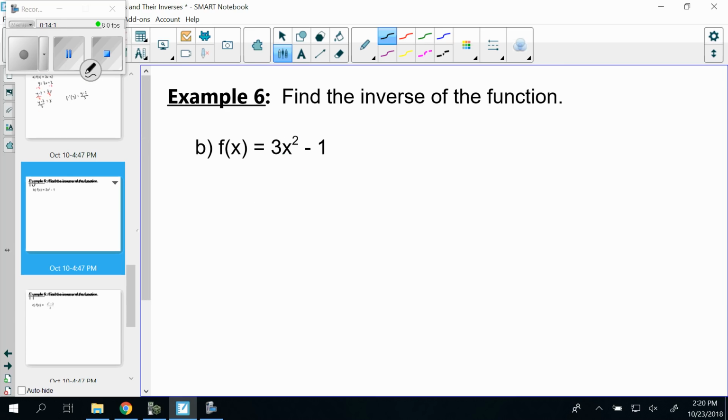Let's try another one here. Find the inverse here. Okay, again, f of x is like our y here. So we want to solve this for x to find the function that does the opposite. So first step here, let's add 1 to the other side. Okay, now similar, we want to get that number out of here, so divide by 3.